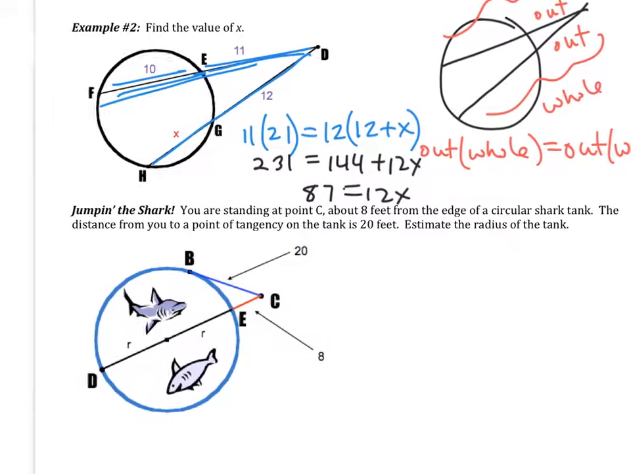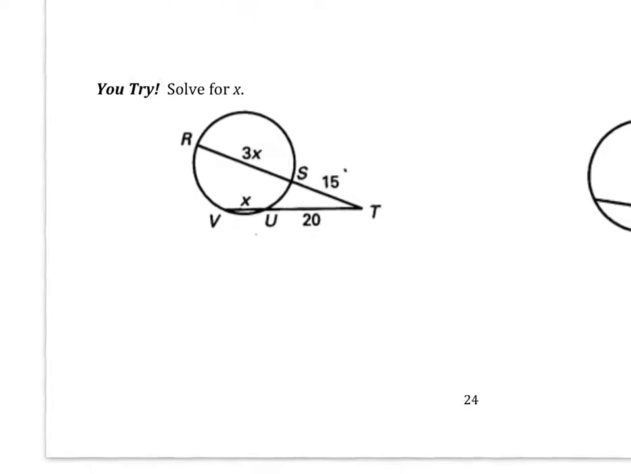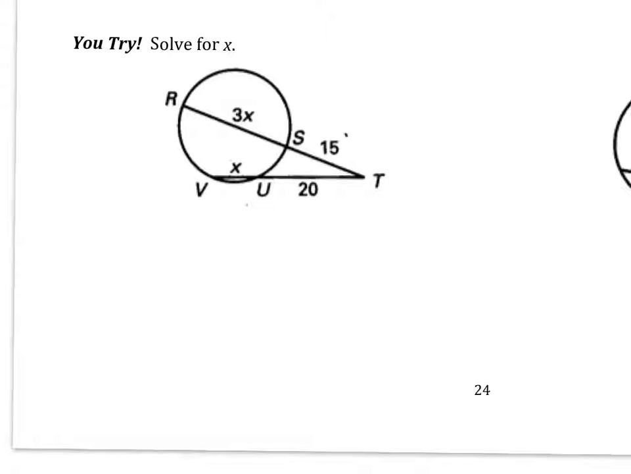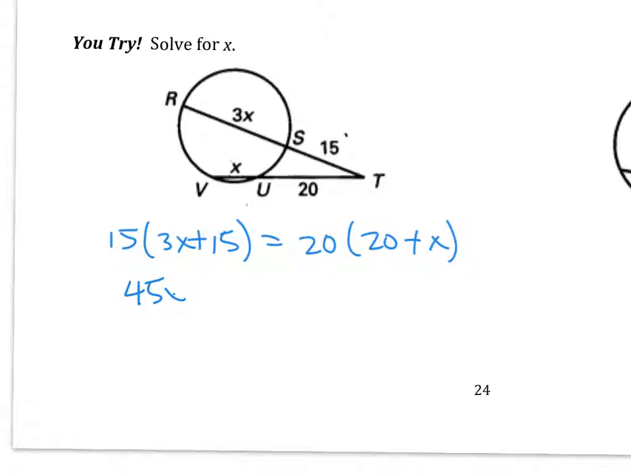All right, so try the one down here on the bottom, on the left. All right, so just catching up to some of you. 15 times 3x plus 15. And 20, the outside part, times 20 plus x. We're not doing the shark one yet. All right, 45x plus 225 equals 400 plus 20x.